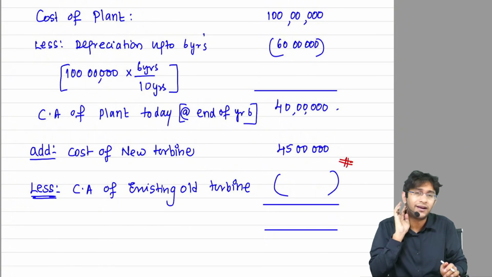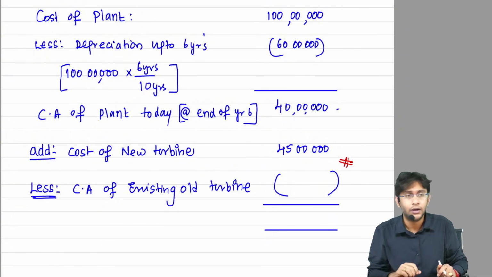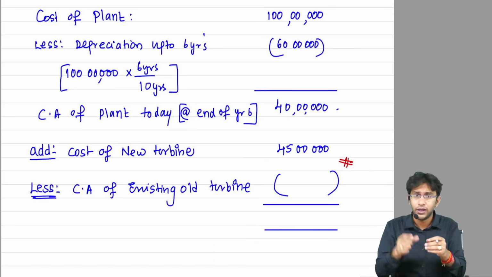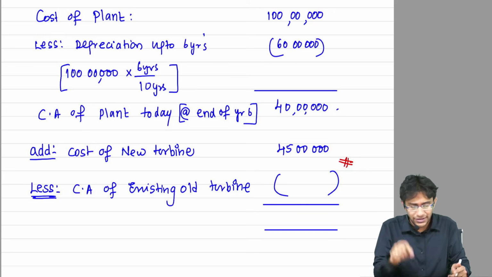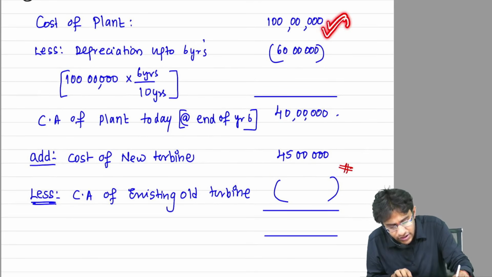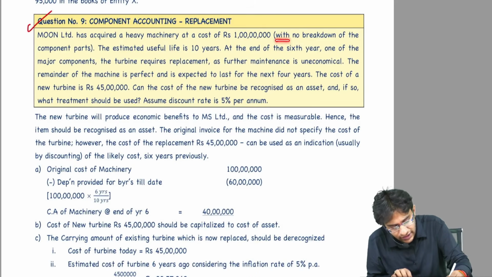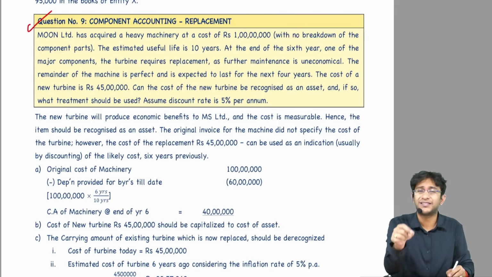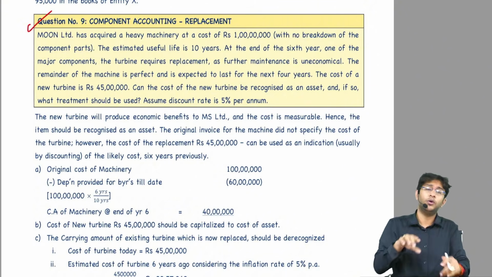Now how to calculate the carrying amount of the old turbine? Now the old turbine, when did you buy? I never bought the turbine. I purchased the entire machinery. The turbine is also in it. But when you purchase the entire machinery for 100 lakhs, the question is pretty clear that on the first day you do not have a breakdown of the component parts. You don't have it out of the 100 lakhs. How much is the turbine cost? You do not know. You never knew that.